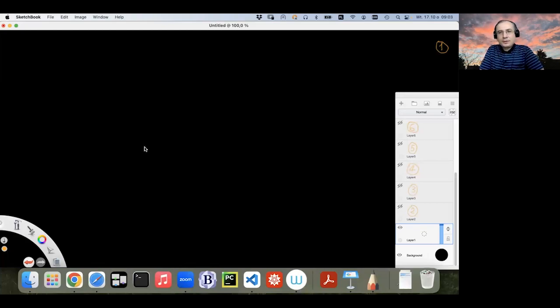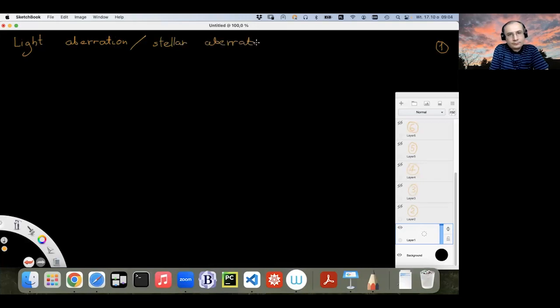So today's lecture, we will begin by discussing another important special relativity effect, the light aberration effect. So here is the basic setup. Let me write it here. Light aberration or stellar aberration. Yeah, I need to go to my notes.